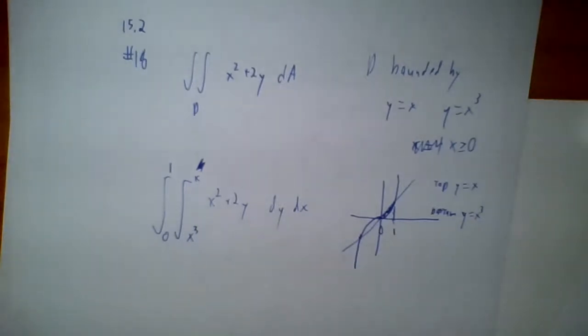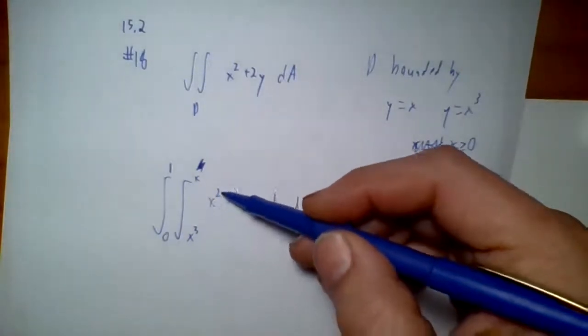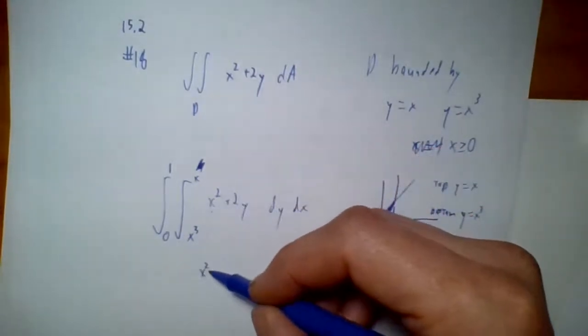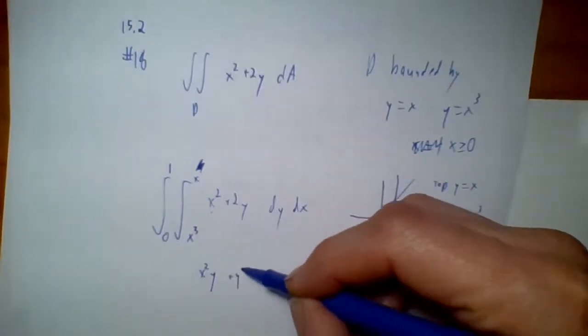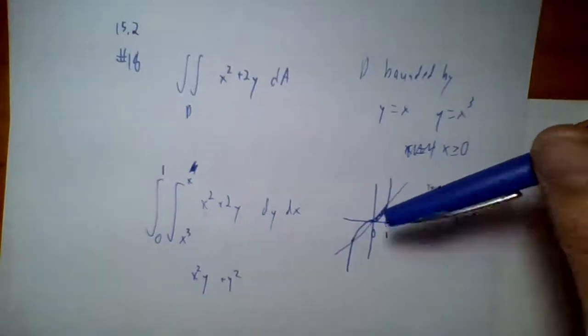So the antiderivative with respect to y, you're thinking about first, that's going to be y squared. This is just a constant term, so the antiderivative would just be x squared y and y squared, and so on with that.